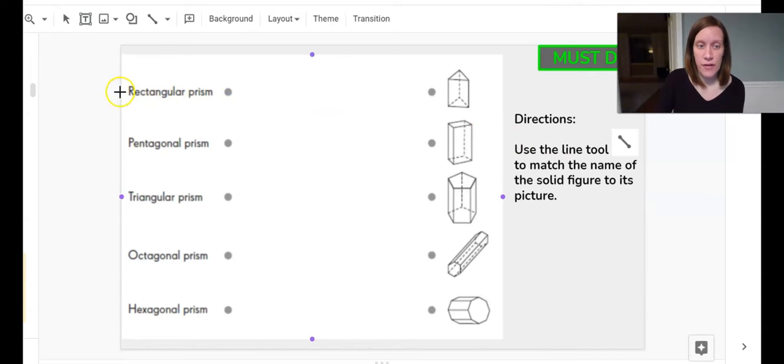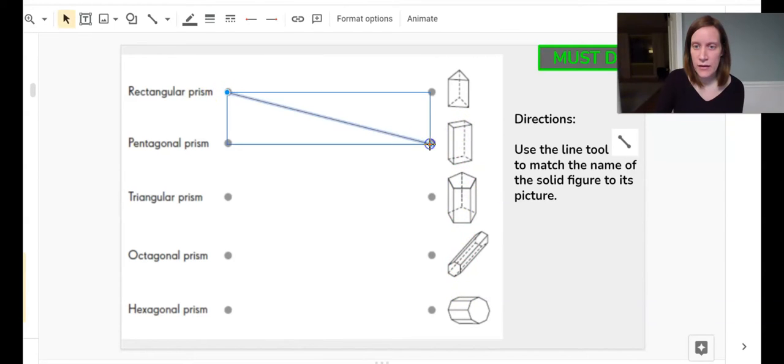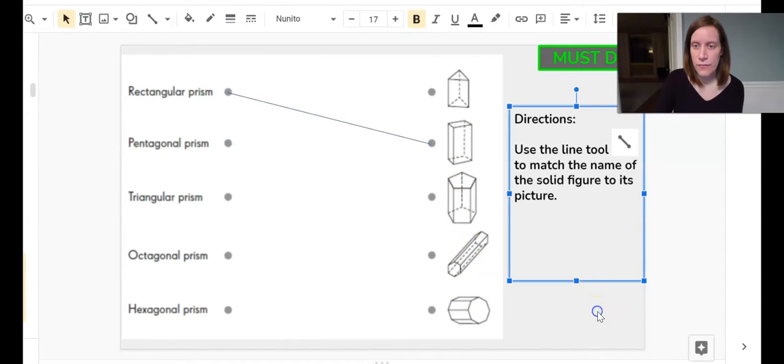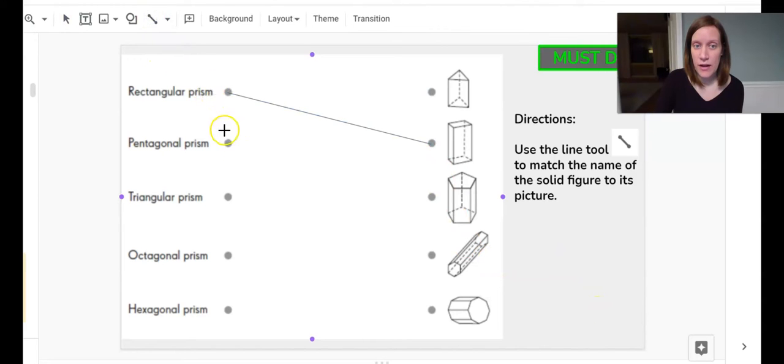So for example, this one says rectangular prism. I would look over here and say, this one has rectangle bases, so this is a rectangular prism, and I would draw a line connecting those two. Then when I want to do a new one, I come back up here and I do my next one.